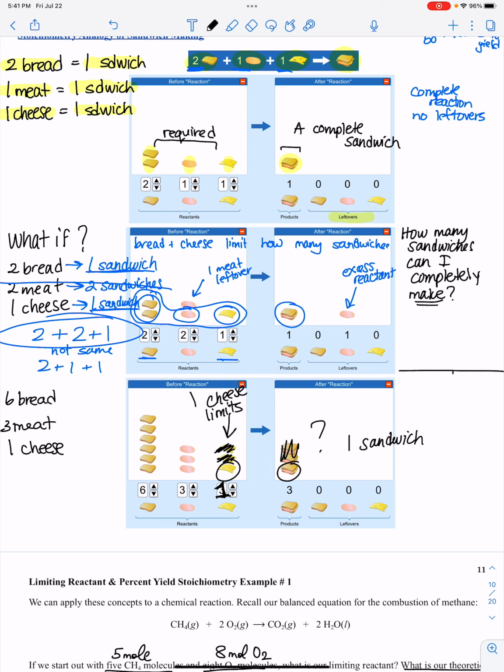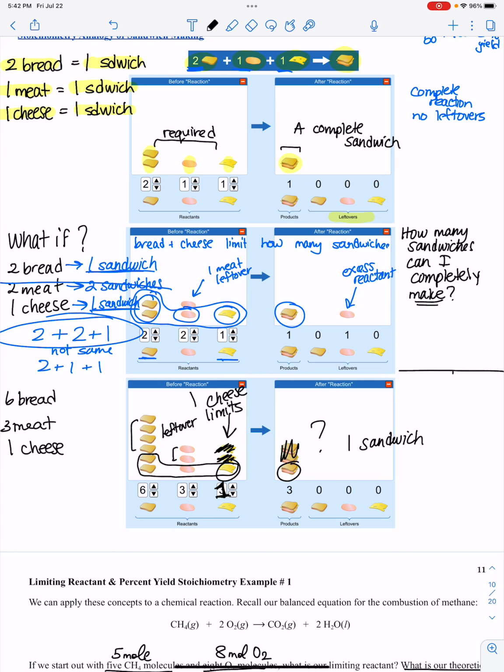I can't make 2. So with that being said then, I'll use the 2 bread, the 1 meat, and the 1 cheese. And these 4 slices of bread and these 2 meats are going to be left over. They can't be used to make a complete sandwich, and I would consider them my excess reactant. So this was just a random other example that was kind of similar to the one where I had 2 bread and the 1 cheese, but this time I only had 1 limiting reactant.